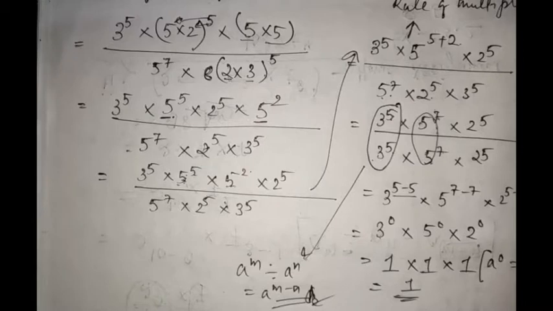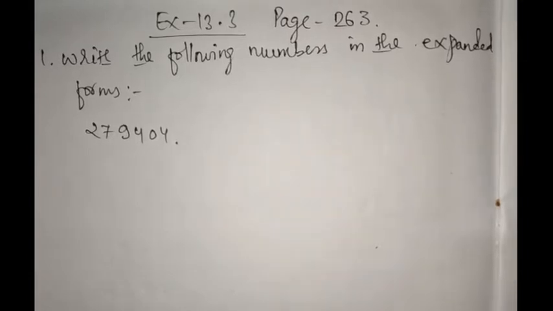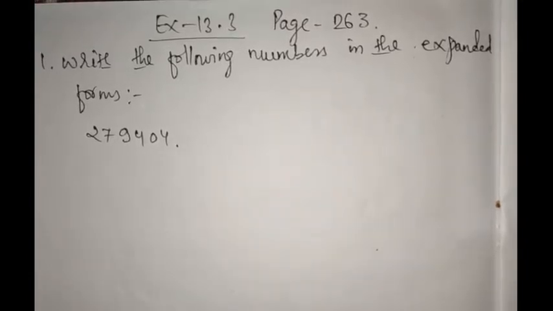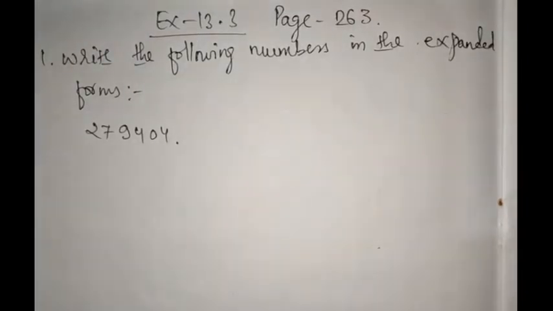So let us now touch exercise 13.3 also. Alright. So students, as I have mentioned, with that question we are over with exercise 13.2, right? Now we are starting exercise 13.3 today, which is on page number 263. The first question is, write the following numbers in the expanded form. Alright, the number is given here. You have to write this in the expanded form.